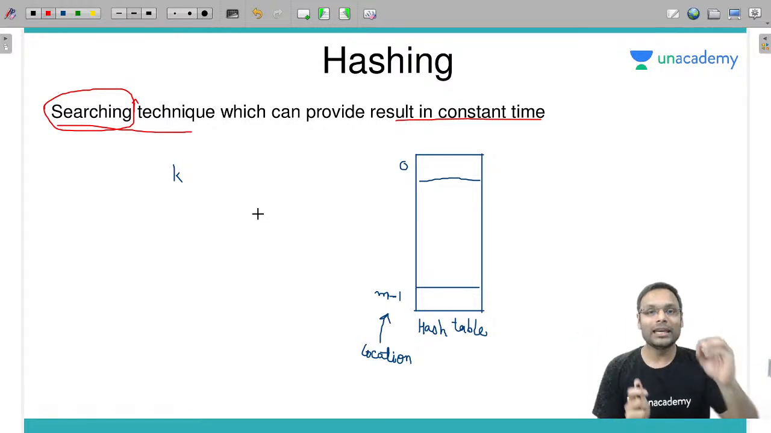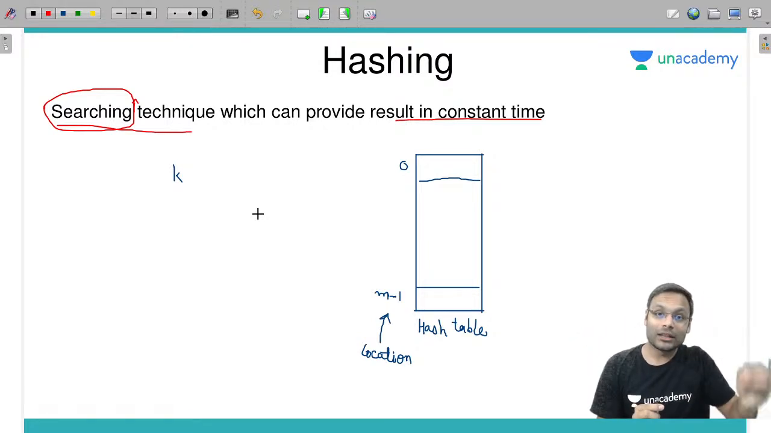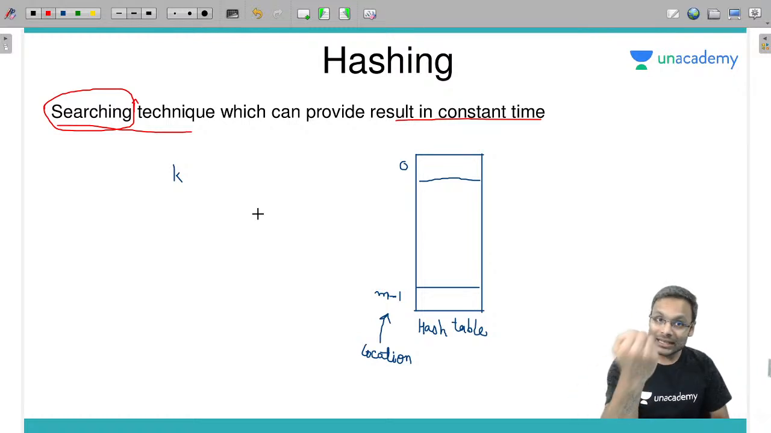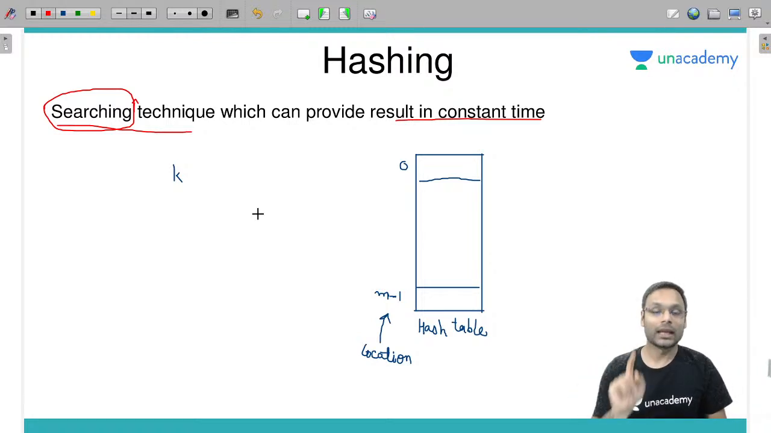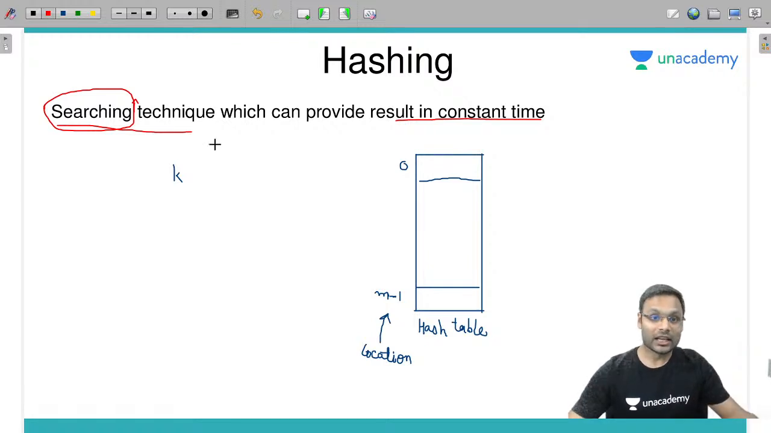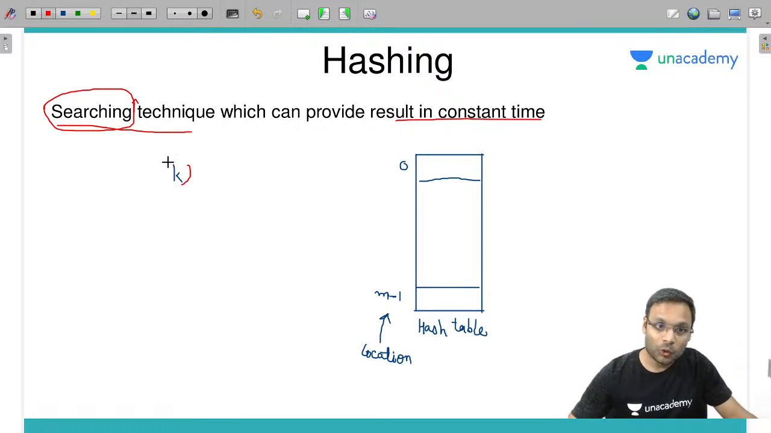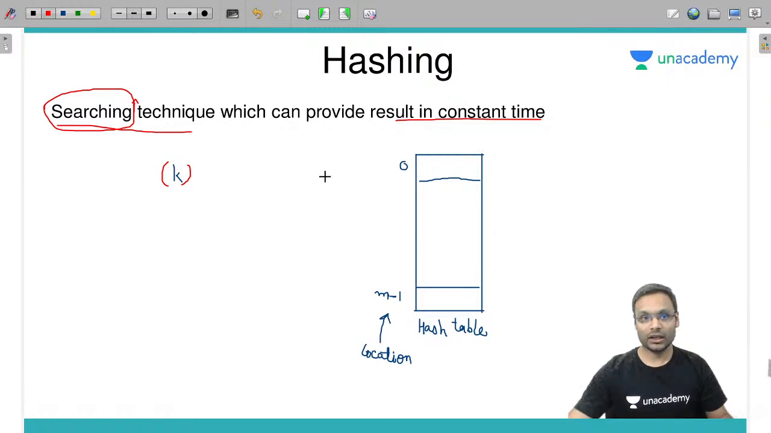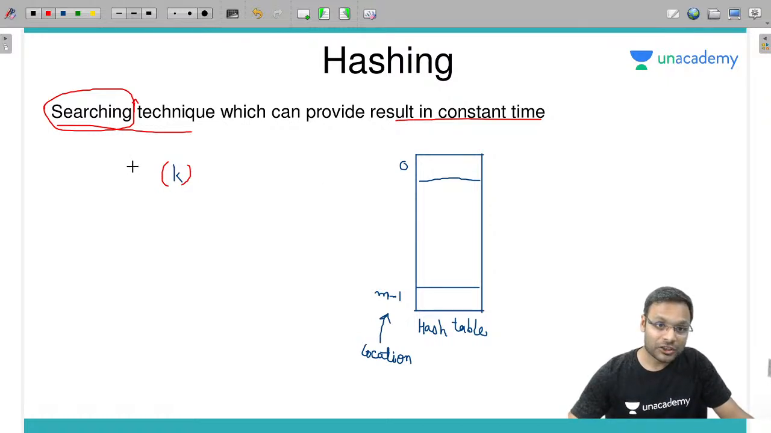But your mom keeps all these things in their appropriate places so that you can search for them when needed. Yes, the same thing is actually hashing. How? Whenever you want to store any key, you apply some function. What do you apply? Some function which we call a hash function.